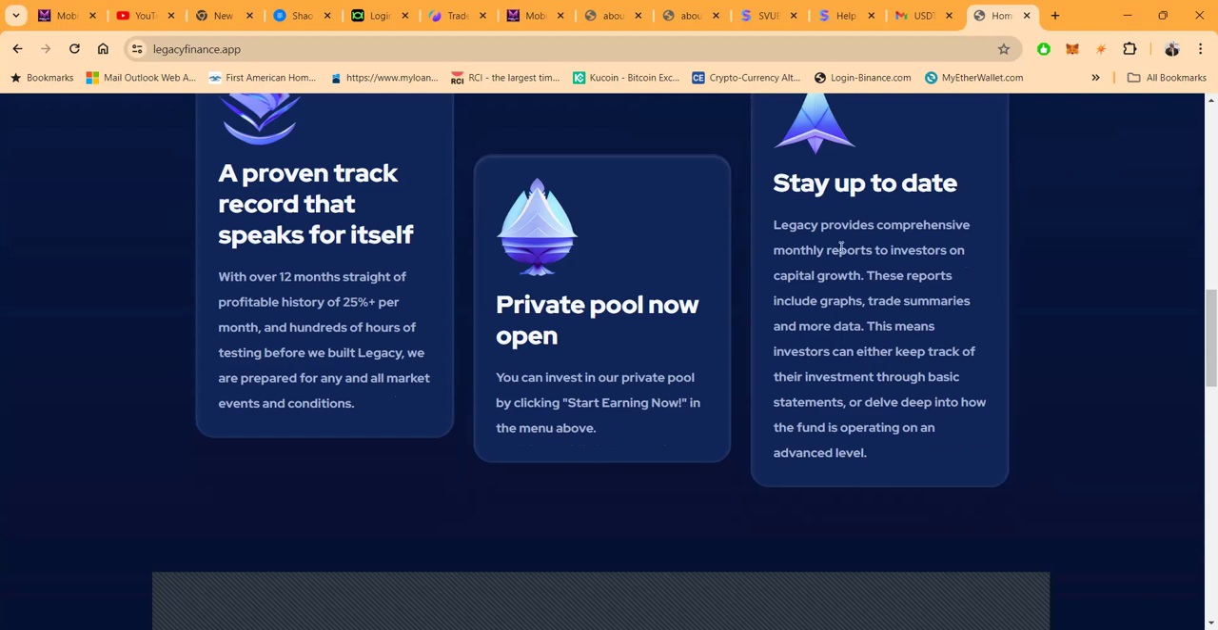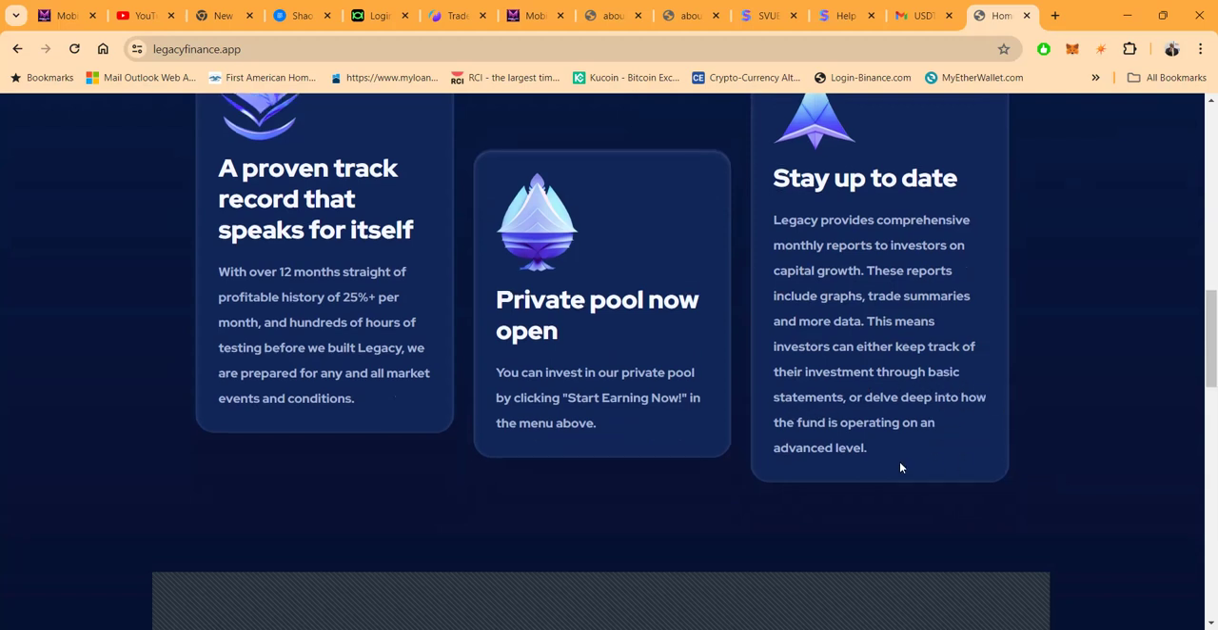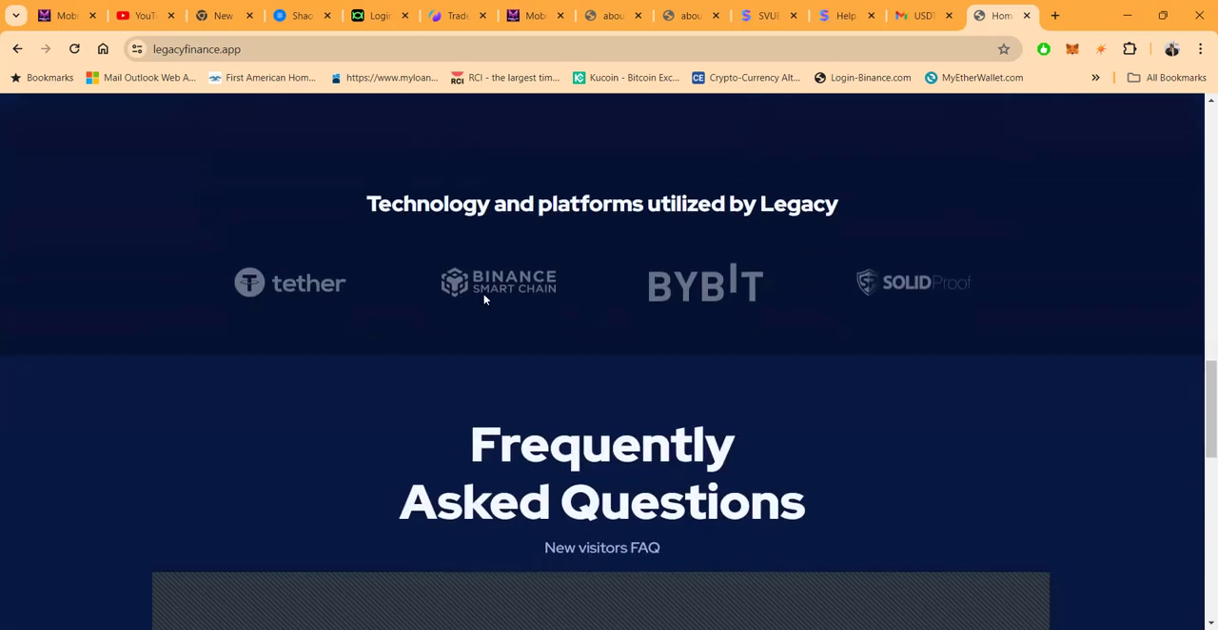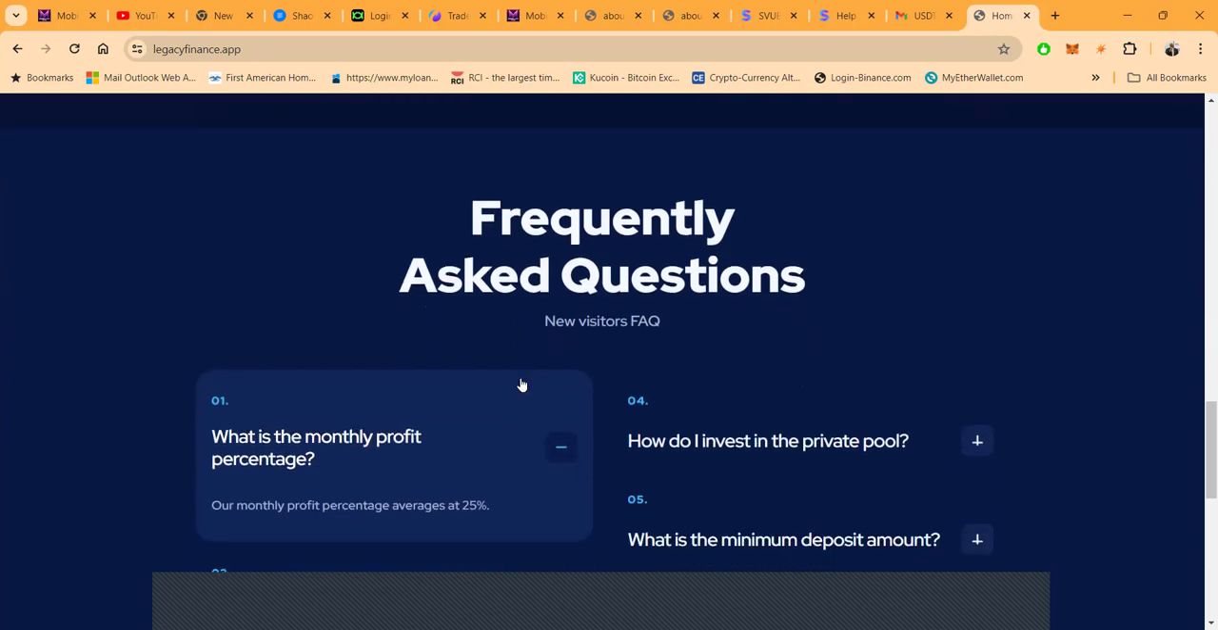Now, Legacy provides comprehensive monthly reports to investors on capital growth, right? These reports include graphs, trade summaries, and more data. This means investors can either keep track of their investments through basic statements or delve deep into how the fund is operating on the advanced level. Technologies and platforms used by Legacy are Tether, Binance, Bybit, and Solid Proof.